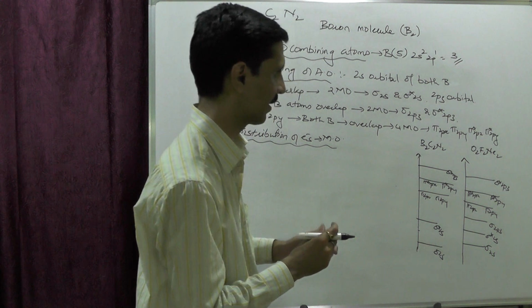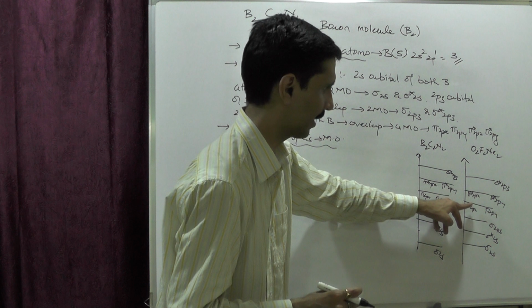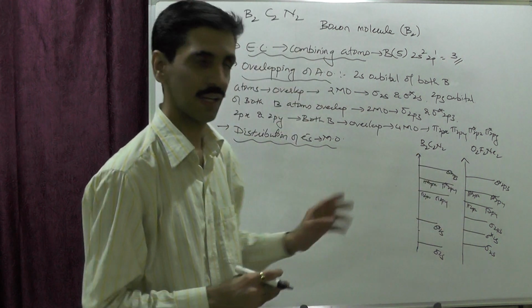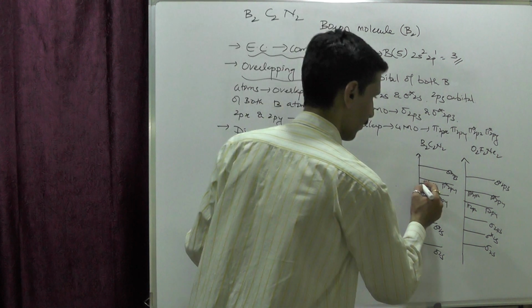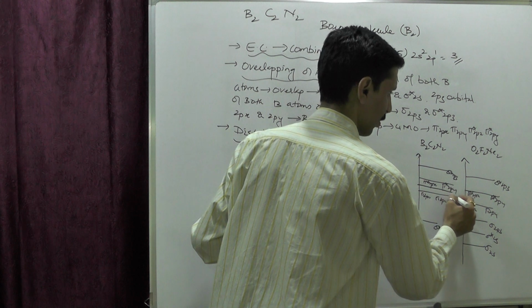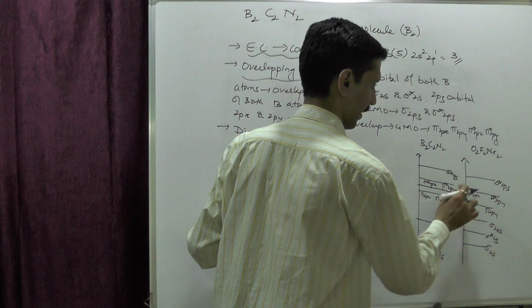Only thing that is happening now is that pi 2px and pi 2py energy level is the same. Now the sigma 2pz energy level is raised. So when the energy level is raised, it will come somewhere over here. So this will be now sigma star 2pz. I'm sorry, sigma 2pz.